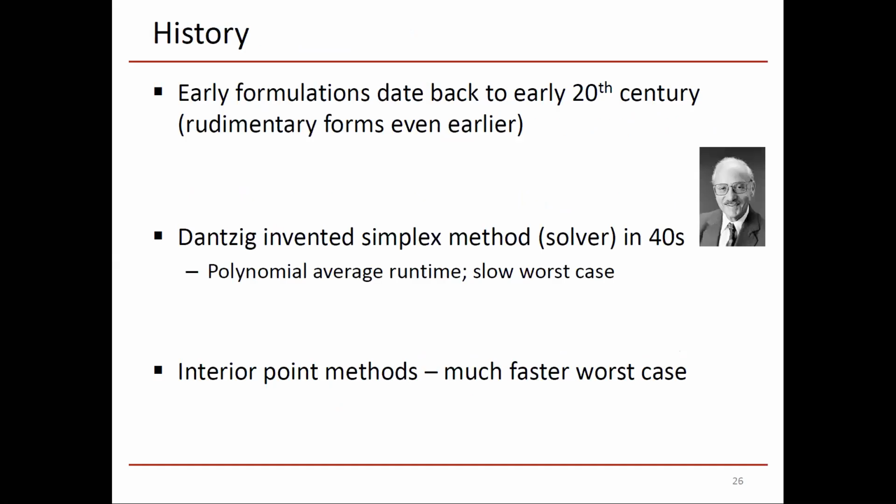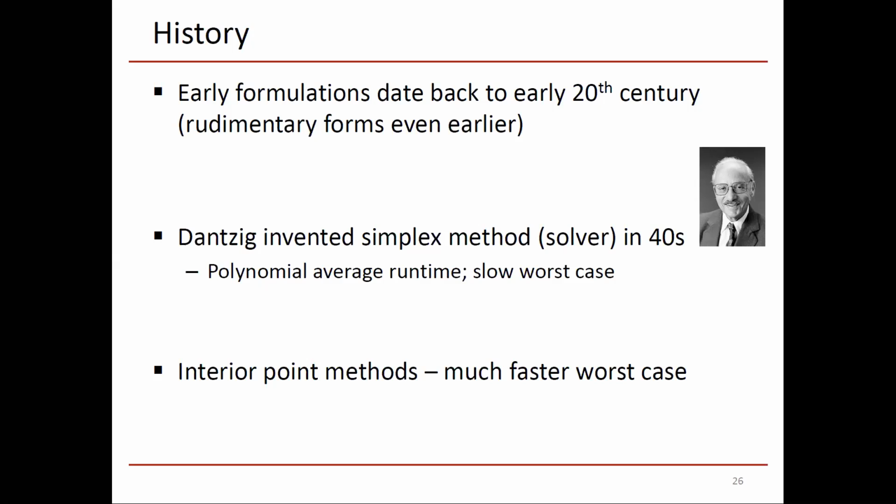Some history about linear programming. An early formulation dated back to the early part of the 20th century. There were rudimentary forms of very simple linear programming with a small number of variables even earlier. Dantzig, this gentleman that we see on the right, invented the simplex method, which is a type of solver, in the 1940s. And the simplex method has a polynomial time average runtime. However, the worst case runtime is exponential in the size of the problem.